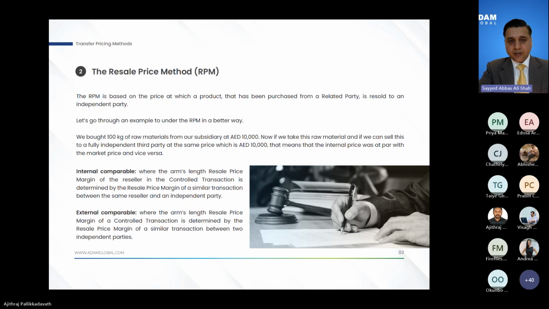So internal comparable, you will be comparing prices with an independent entity, okay? And in external comparable, what you would do, as I mentioned earlier, both the entities, we would assume they're fully independent and we will be comparing their prices, okay? So that would tell us whether the price that we have actually used for our transaction was reasonable. Was that at par with market value or not, okay? These are the two ways that we will be looking into it, okay?